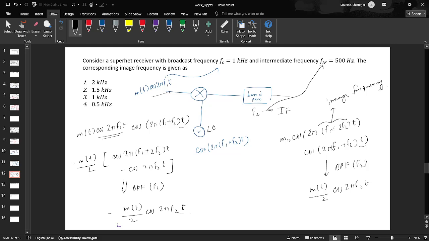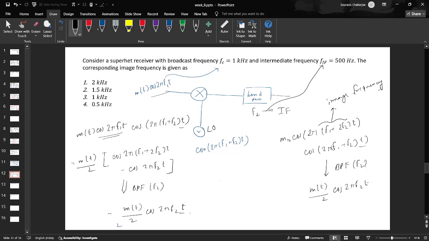So f1 is not the only one. If you have a desired signal broadcast at frequency f1, fine, that will pass through. But if you have some other signal which is transmitted at a frequency of f1 plus 2 f2, that is also going to pass through this band pass filter and create interference with your desired signal. So this image frequency creates trouble.